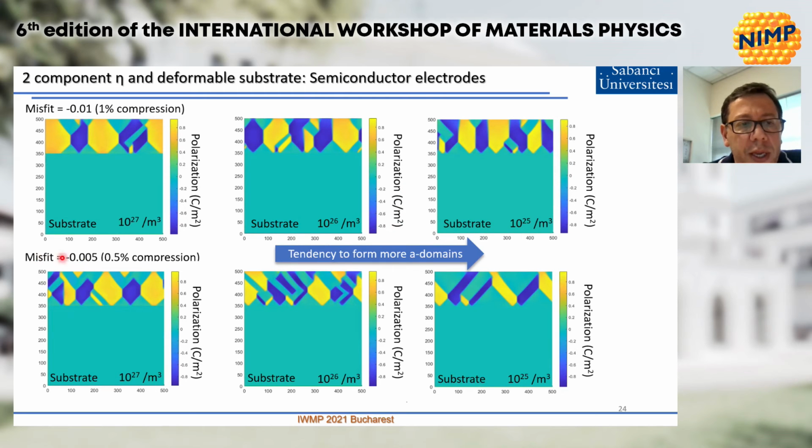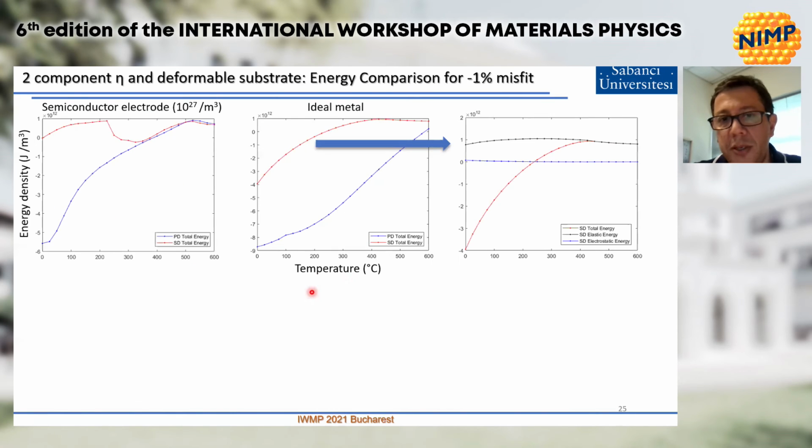The same story holds for the misfit that is lower than this 1% compression. If we go to 0.5%, then because of the tetragonality, an arrangement of in-plane and out-of-plane domains appears to be relaxing the system better. And even when you have the substrate as a moderately doped semiconductor, the out-of-plane regions disappear. We think, at least this is what I think, that elastic domains are also helping with the reduction of the depolarizing fields. So this is maybe how we can explain how the elastic domains are disappearing.